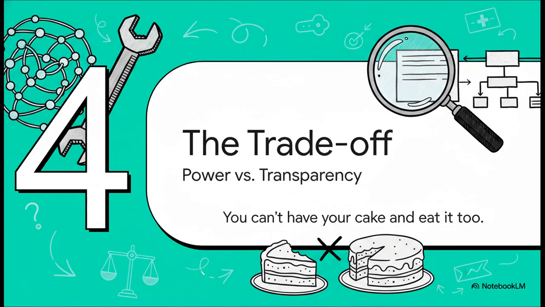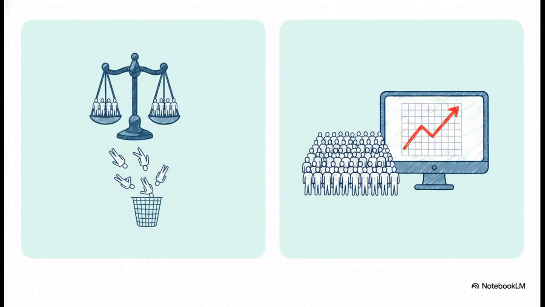Section 4, the trade-off, power versus transparency. As they say, you can't have your cake and eat it too. This sharply contrasts our two statistical techniques. On one side, we have matching. It happens right at the design stage and gives us beautifully, transparently balanced groups, but it forces us to drop unmatched patients. On the flip side, we have multivariable regression. It happens at the analysis stage and mathematically adjusts the data, which is awesome because it allows it to utilize the full, untouched data set.